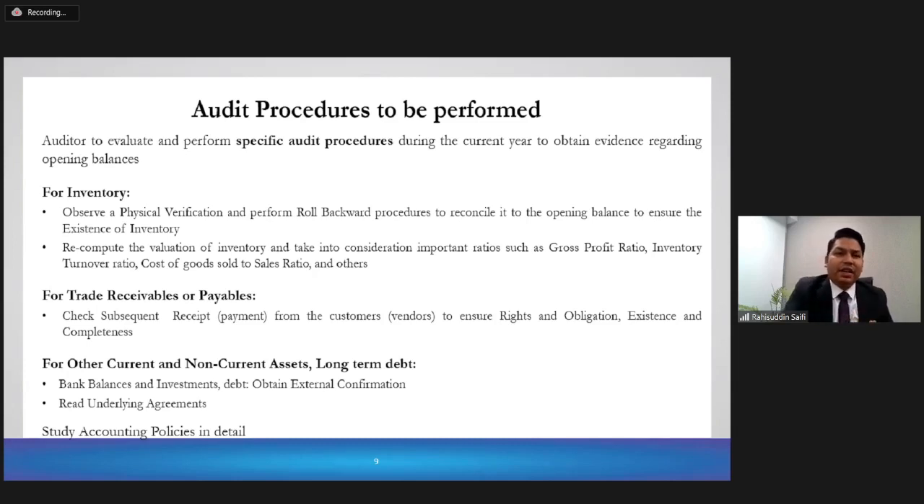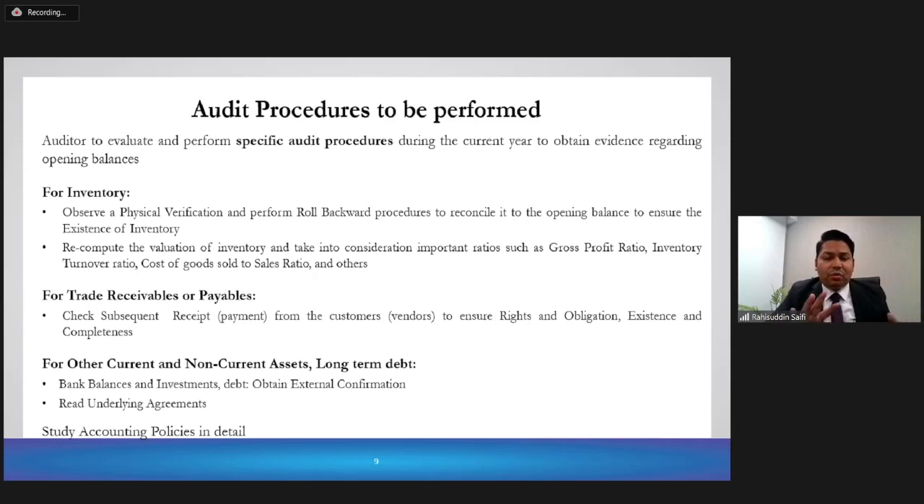For example, for inventory count, since we were appointed during the year, we can at most observe the year-end inventory count. But what do we have to do for the opening inventory existence? For that matter, SA says that we need to carry out roll backward procedures to understand the existence of inventory in the opening, and we need to recompute the inventory valuation and consider multiple ratios, whether the ratios at the year end are in line with the previous year.